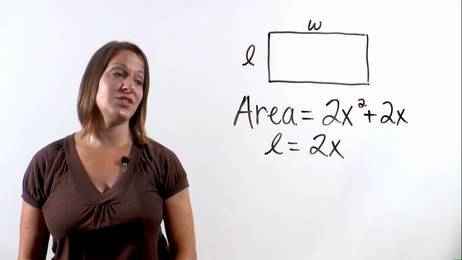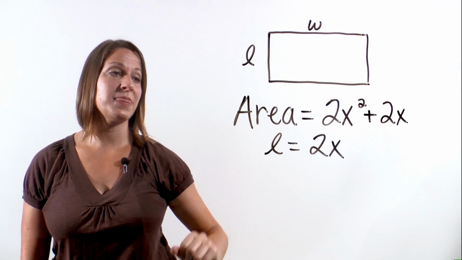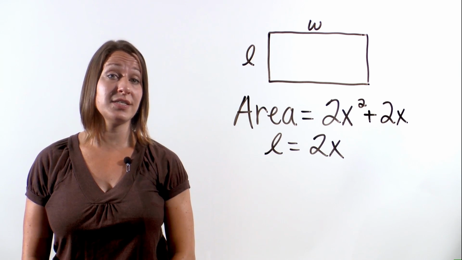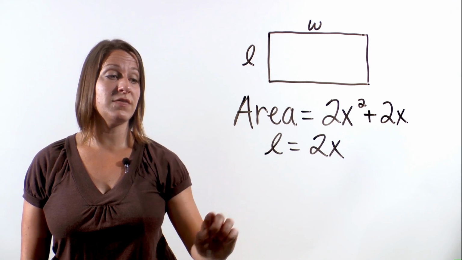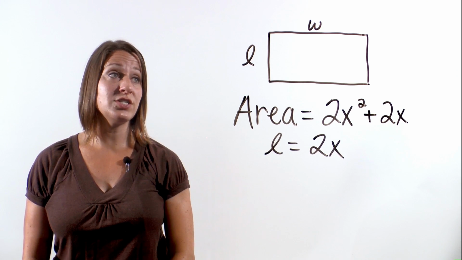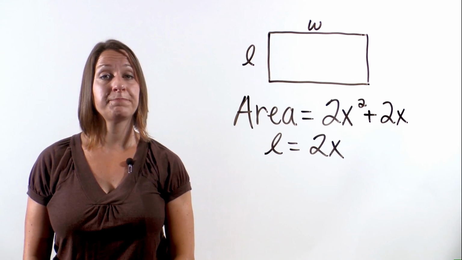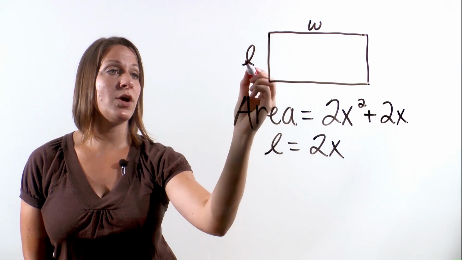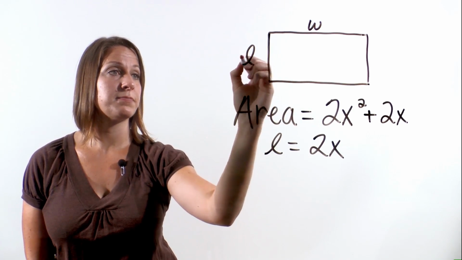Let's take a look at this first example. We have our basic rectangle, and we're given the information that the area is 2x squared plus 2x. We're also given that the length is 2x. The question is to determine what is the value of the width. So let's go ahead and mark that our length is equal to 2x.